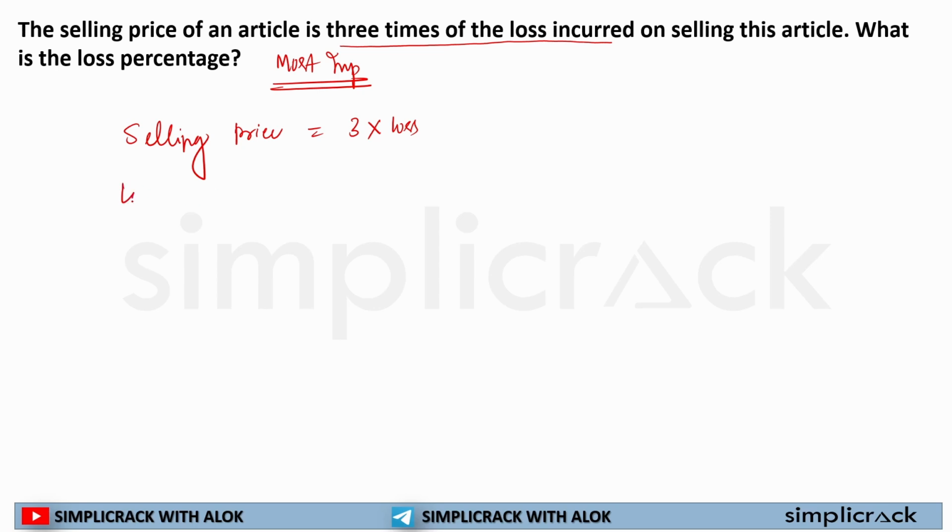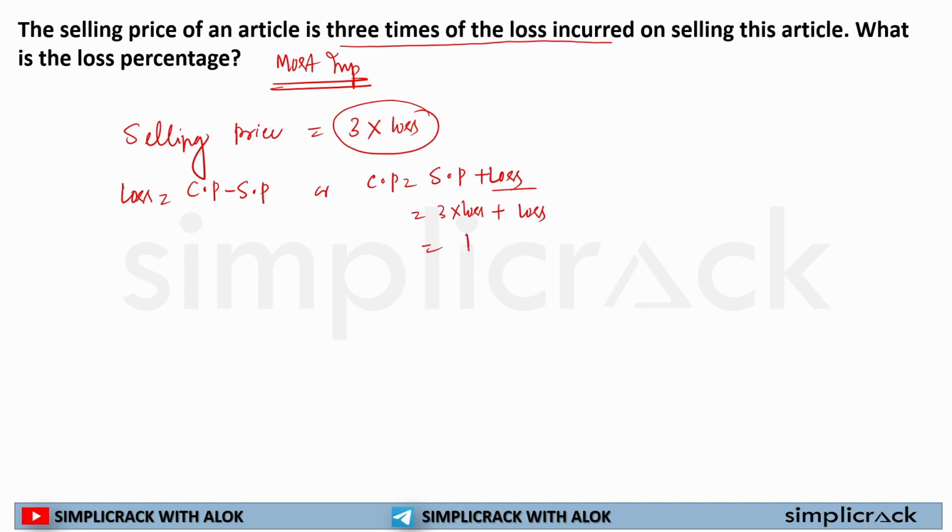In terms of loss, what do we know? We know cost price minus selling price is equal to loss, or cost price is equal to selling price plus loss. Now my selling price is 3 times loss, plus I have a loss amount. So 3 loss plus 1 loss is equal to 4 times loss. My total cost price is 4 loss.